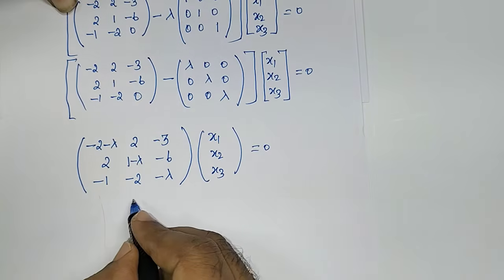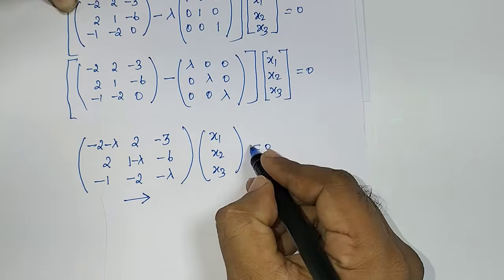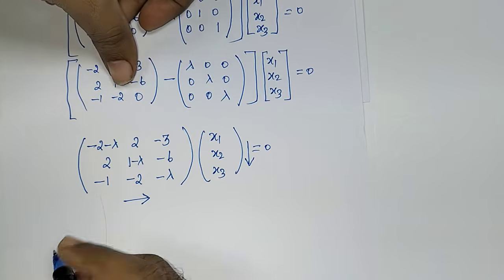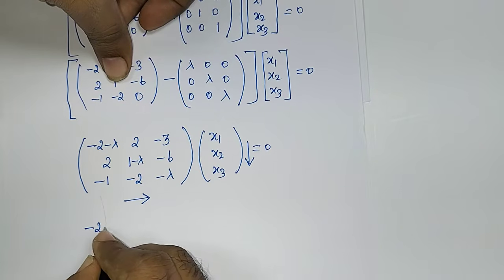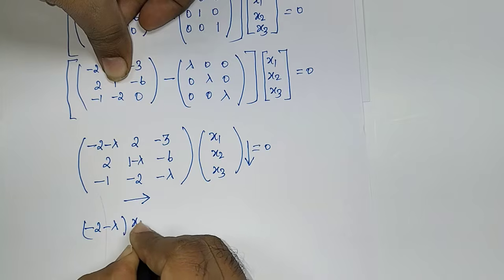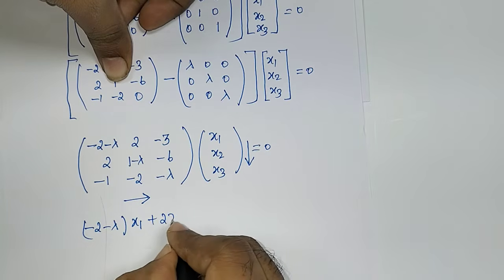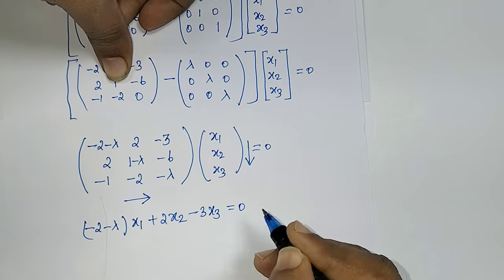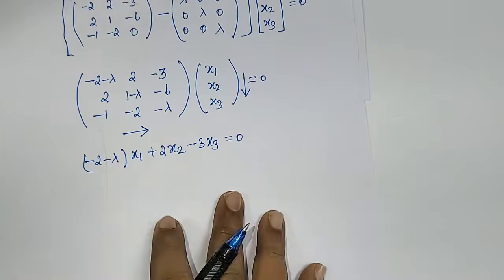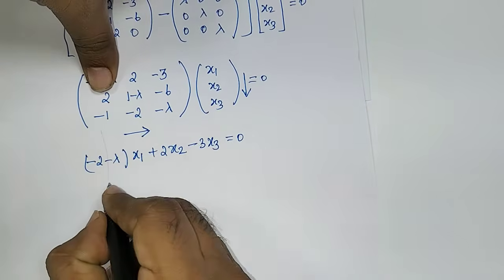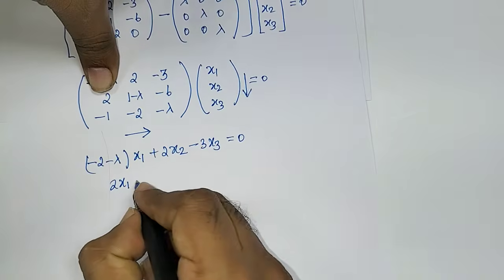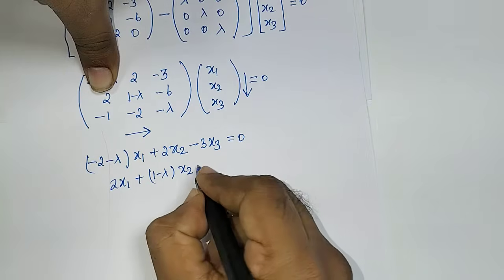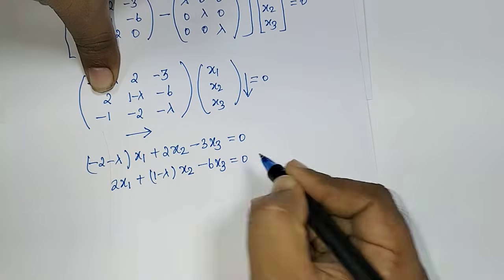I am going to multiply these two. First matrix I am taking row wise, second matrix I am going to take column wise. Based on that we can form an equation. So minus 2 minus lambda into x1 plus 2 into x2 and minus 3 into x3 is equal to 0. First equation. And then 2 into x1, 1 minus lambda into x2, minus 6 into x3 equal to 0.